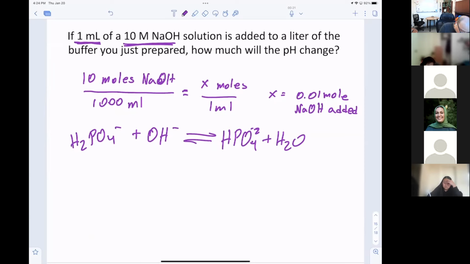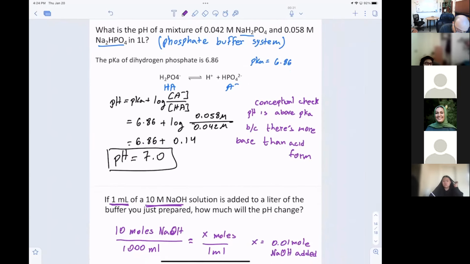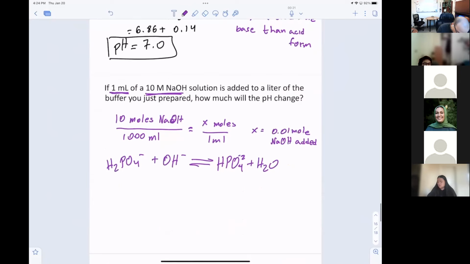So how many H2PO4 moles did we start with? If you don't remember, let's go to what's happening in this solution. This mixture has 0.042 moles per liter, molar, of NaH2PO4. We don't count the sodium, we don't care about it in our calculation because it is not contributing to the pH. So we started with, let me write it down, 0.042 moles.